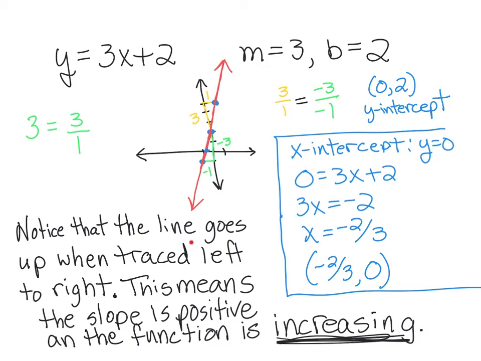Now, notice that my particular line, when x is going from left to right, if I trace this line, my pen is going up left to right. That means that my line is increasing. And notice that for my increasing line, the slope is a positive number. If your slope is positive and you're tracing your function or your line left to right, you're going up. That makes it what we call increasing.